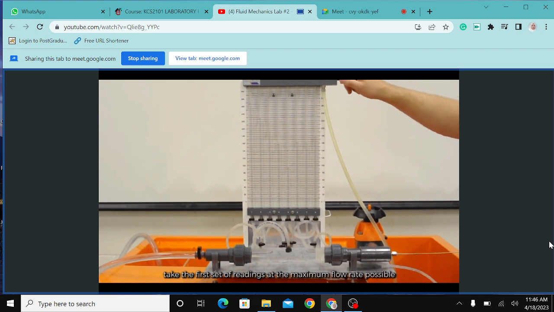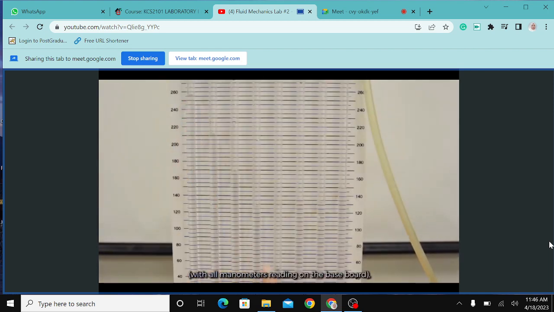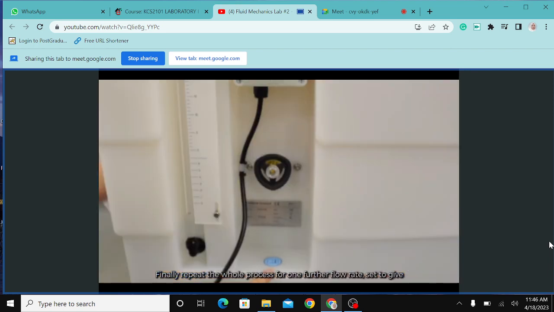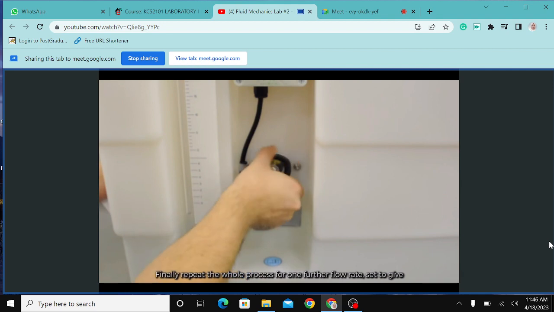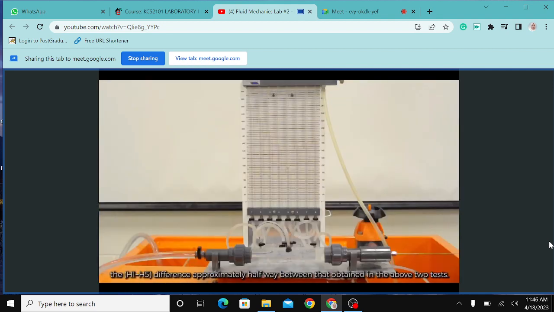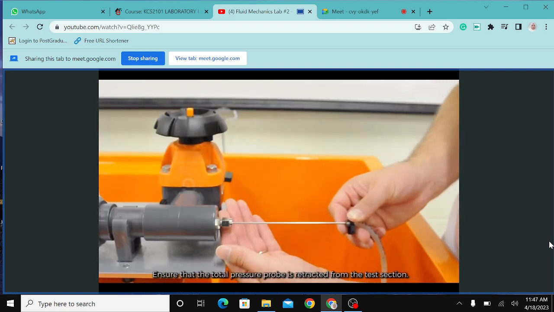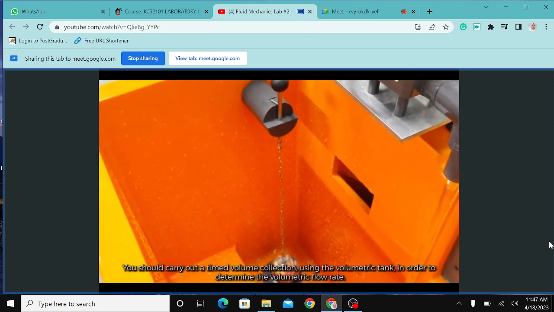Take the first set of readings at the maximum flow rate possible with all manometers reading on the baseboard. Then reduce the volume flow rate to give the H1 through H5 head difference of about 50 millimeters. Finally, repeat the whole process for one further flow rate set to give an H1 to H5 difference approximately halfway between that obtained in the above 2 tests. Take readings of the H1 to H6 manometers when the levels have steadied. Ensure that the total pressure probe is retracted from the test section.